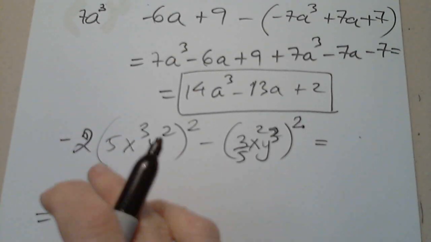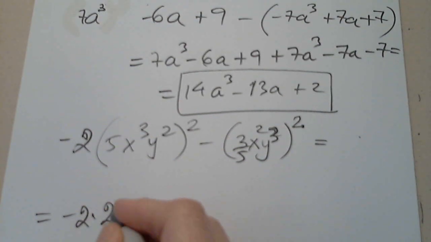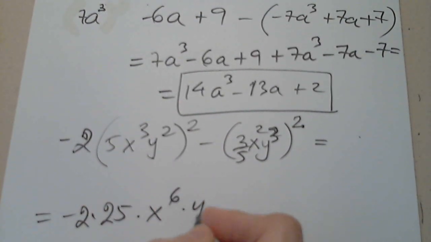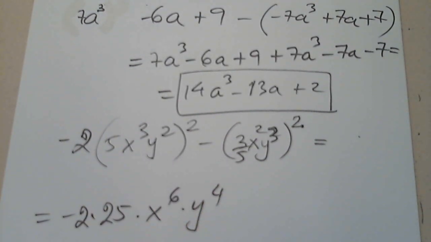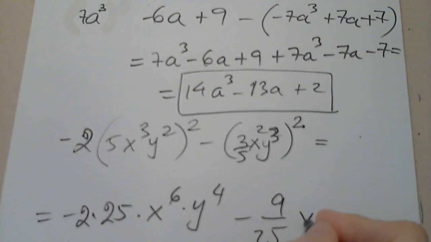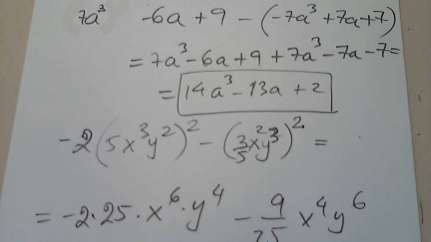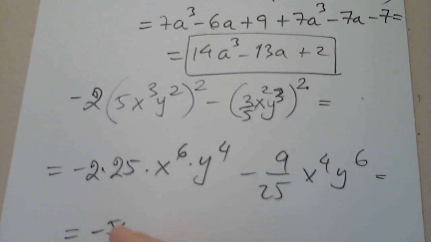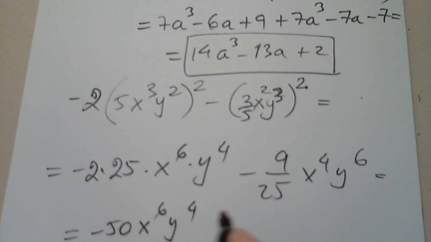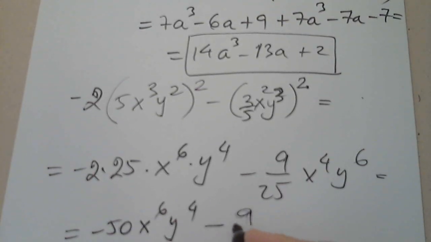Good. So -2, I have to square first, 25, x to the 6th, y to the 4th. Is this okay? Okay. Minus 9 over 25, x to the 4th, y to the 6th. So finally, we have -50, x to the 6th, y to the 4th, minus 9 over 25, x to the 4th, y to the 6th.